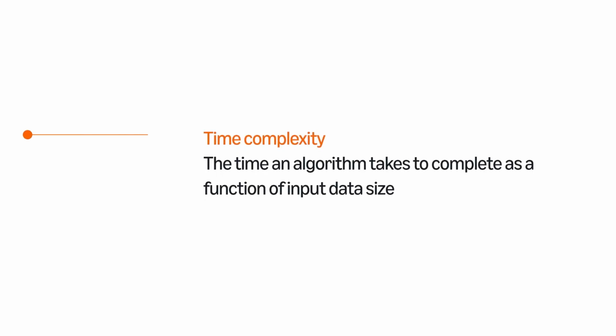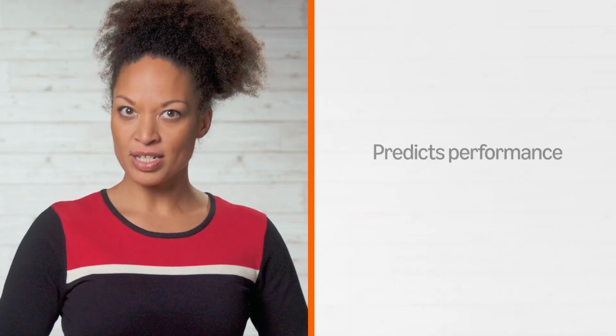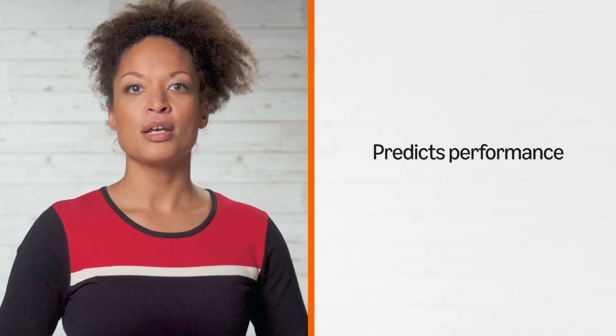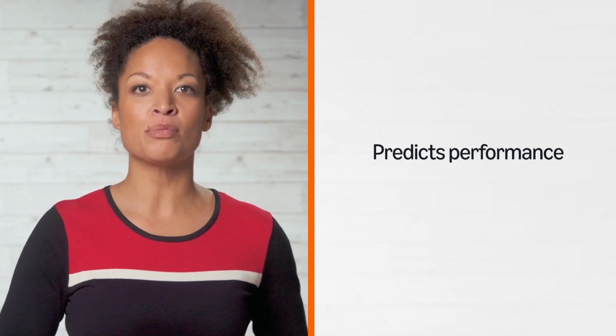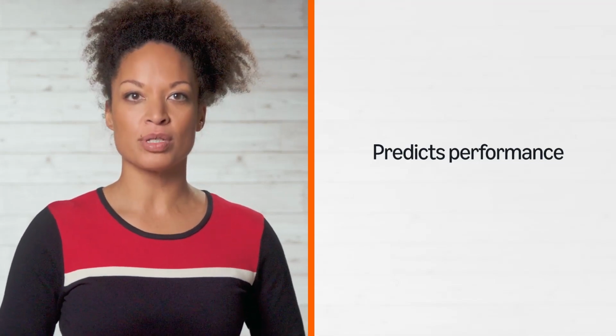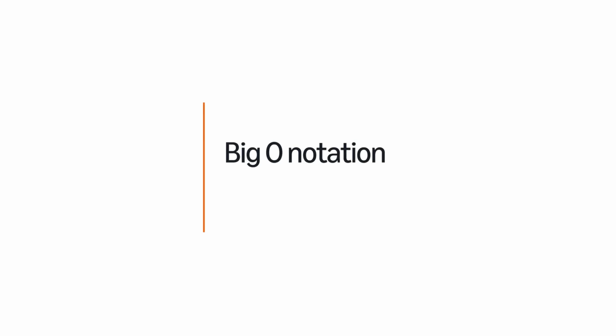Time complexity measures the time an algorithm takes to complete as a function of the input data size. It is a crucial factor in algorithm analysis because it helps predict how an algorithm will perform as the data grows. Big O notation is the standard way to describe time complexity. It categorizes algorithms based on their worst-case performance.